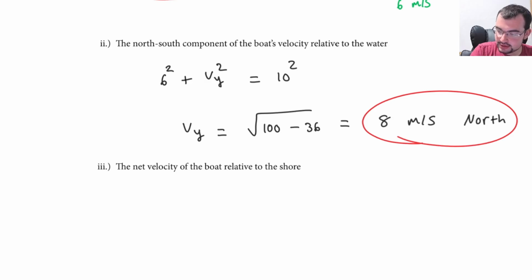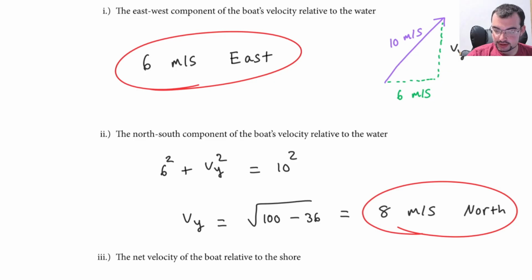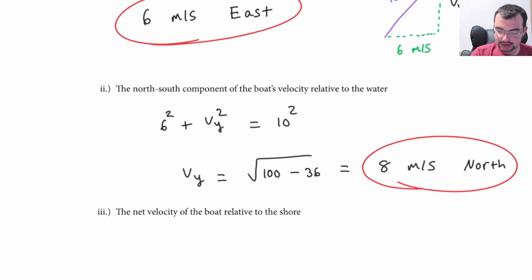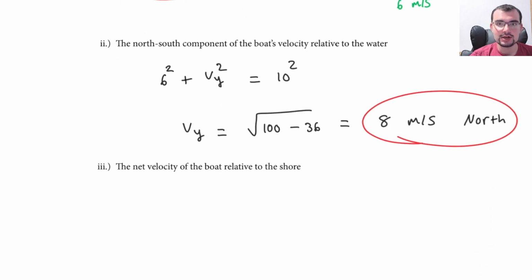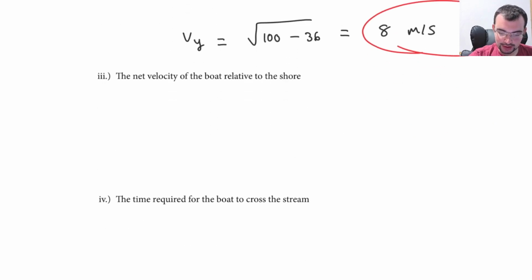And I say that it's a 3, 4, 5 cousin because 6 is 3 times 2, and 8 is 4 times 2, and 10 is 5 times 2. So this is a scaled multiple. So that's why we have like a crazy river speed, because I was very set on making this a 3, 4, 5. All right, what's the net velocity of the boat relative to the shore?